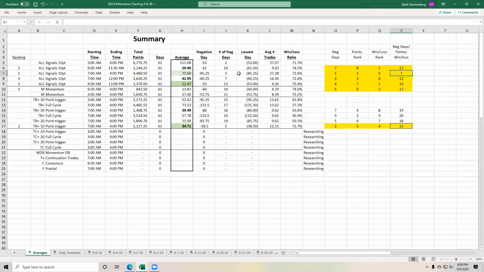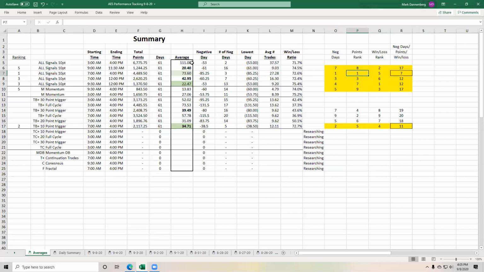Because in this case, trading from 7 a.m. to 4 p.m. Eastern, taking all of the signals and looking for 10 points of profit on each, possibly locking in 5 points as you go, it has the lowest number of losing days. It's only had 3 losing days in 61 days. It has the highest point production of all.